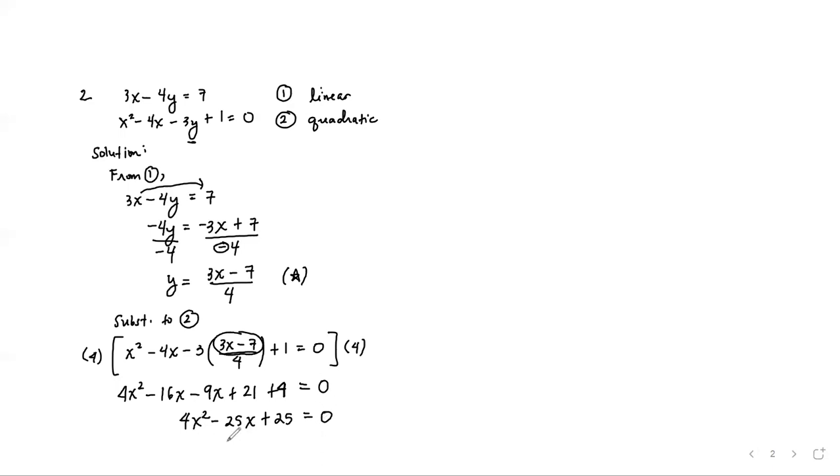Okay, so factoring this quadratic expression, we will be getting 4x minus 5 times x minus 5 equals 0. So equating both factors to 0, we have 4x minus 5 equals 0 and x minus 5 is equal to 0. So for the first equation, x is equal to 5 over 4.